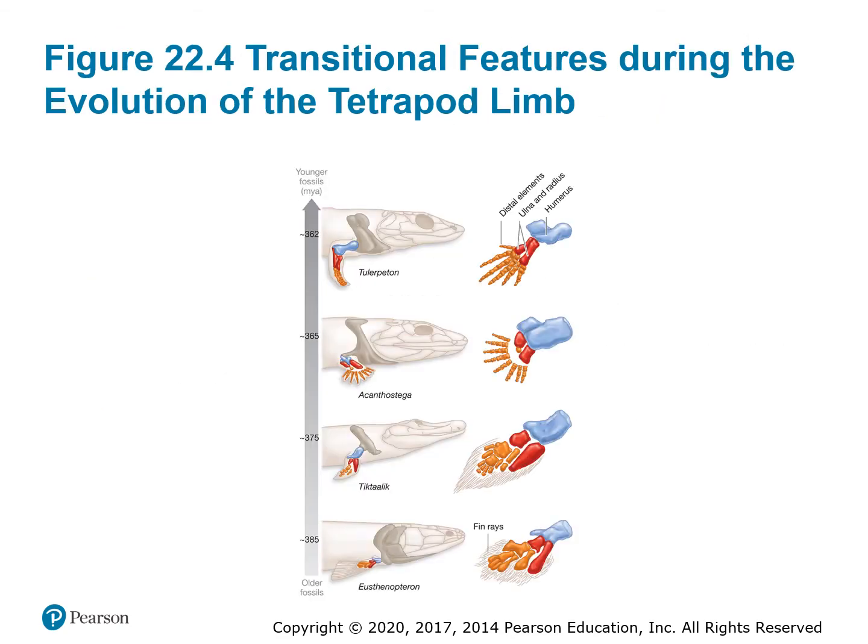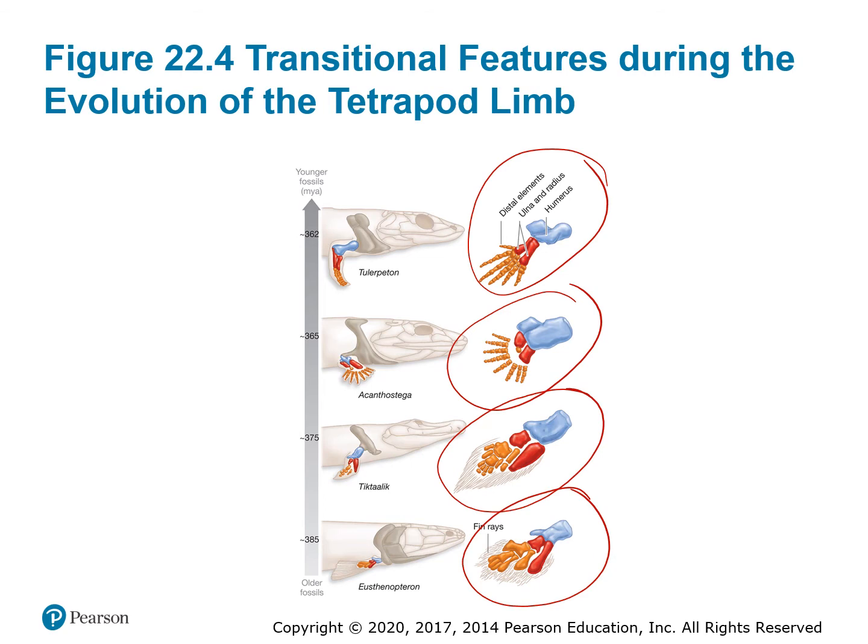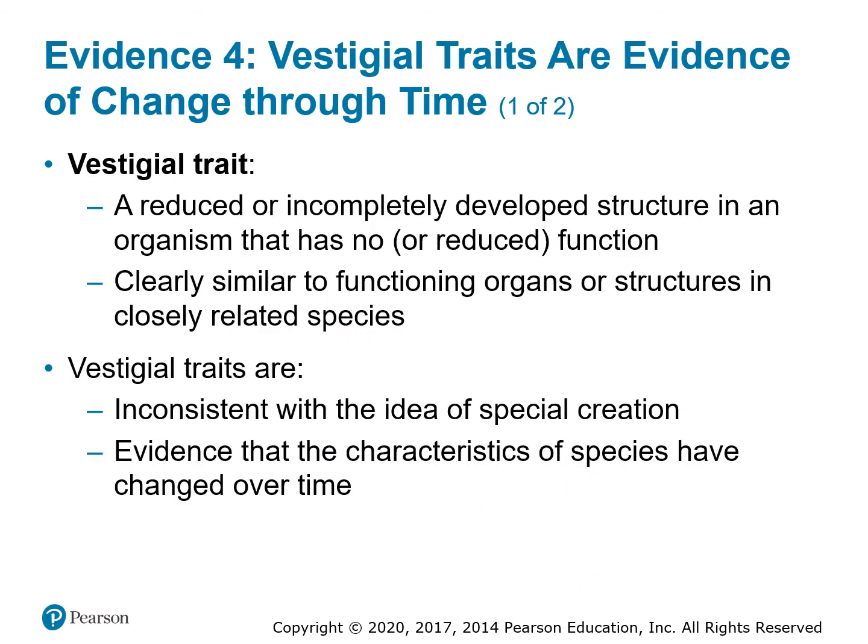Again, for example, here we have some tetrapods, and as you can see, they share some of the same characteristics. They're just a little bit modified, of course. Vestigial traits are evidence that things change through time because it's a reduced or modified structure that really has no function anymore. For example, your tailbone.